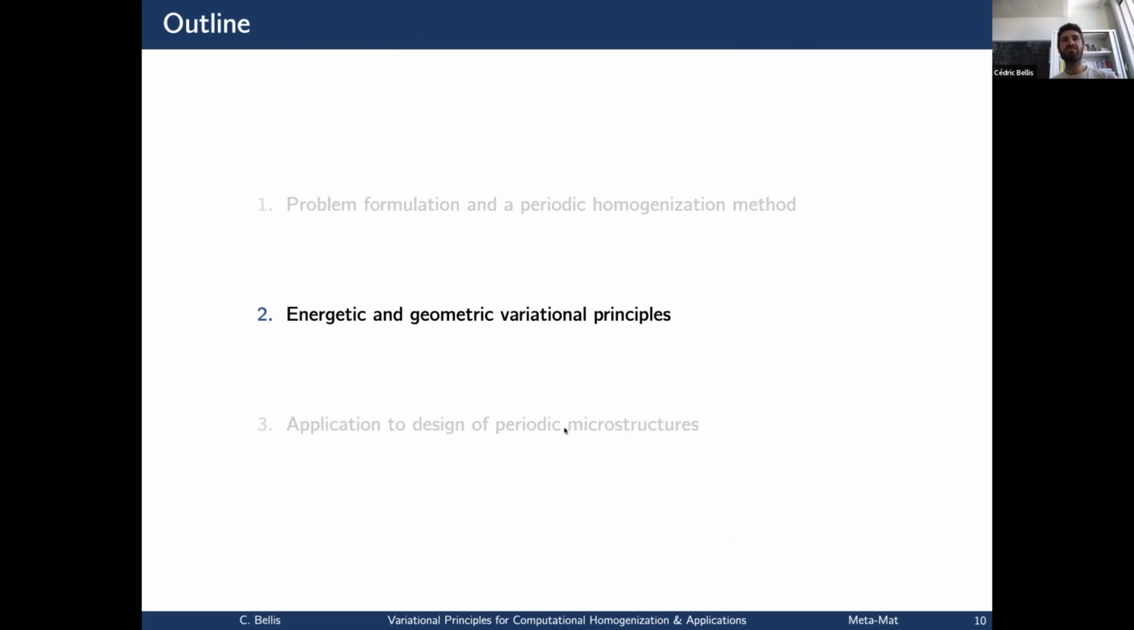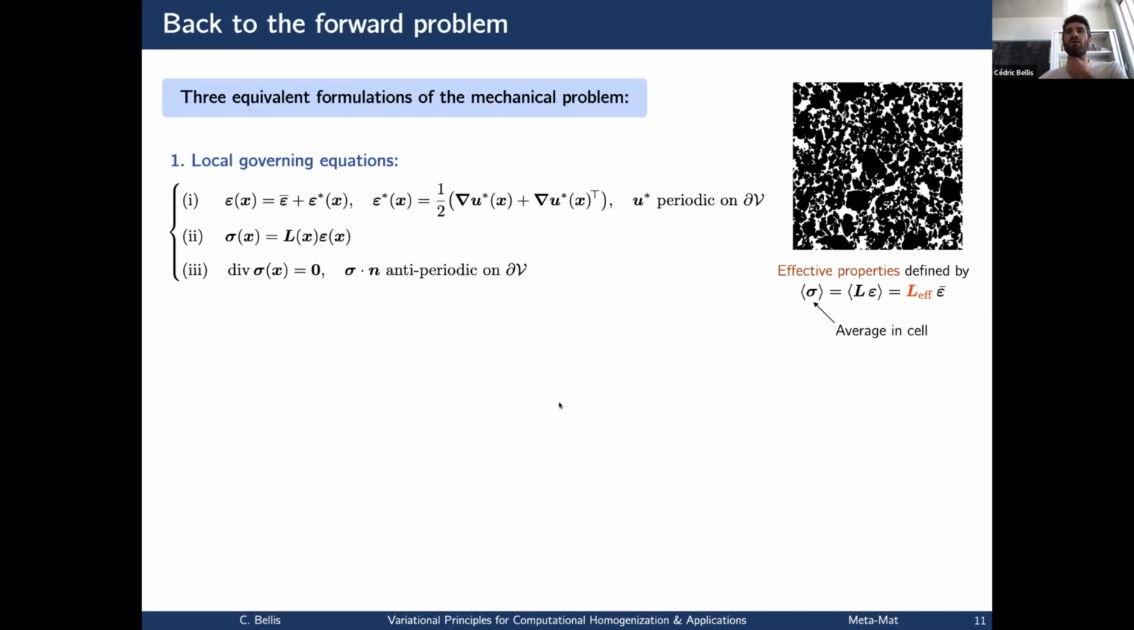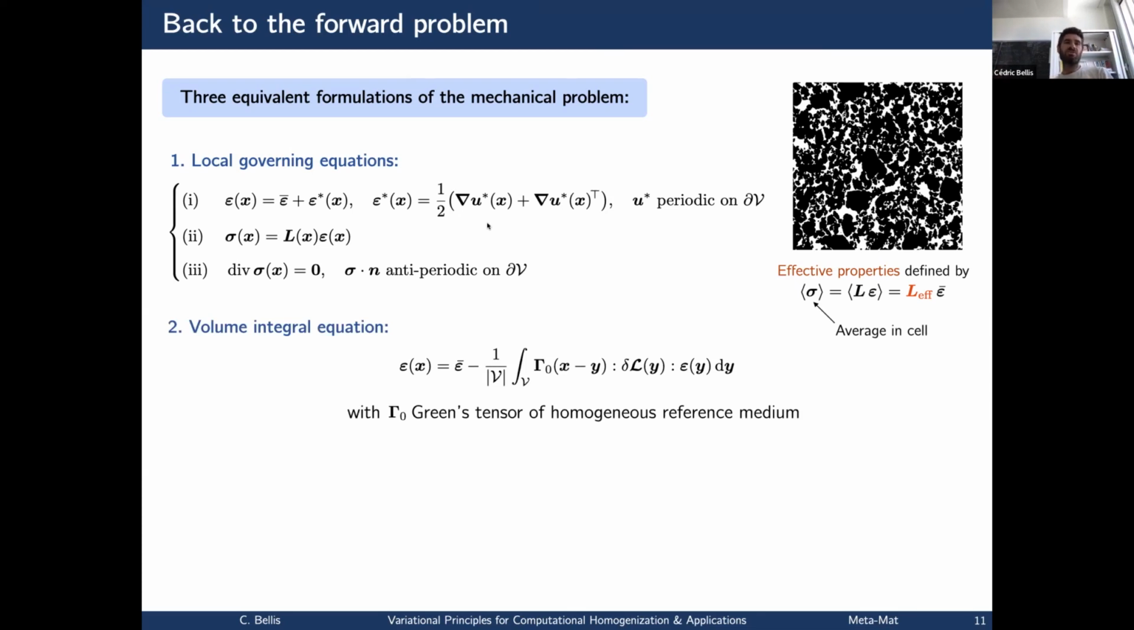In the next part, I would like to relate that to a variational principle and to show you how we can extend the well-known energetic principle. In fact, we have three equivalent formulations of the mechanical problem, or of the elliptic problem that we are considering. There is the local governing equation that we have just discussed, posed in a periodic cell describing the medium. There is the volume integral equation, which is the Lippmann-Schwinger equation we just discussed, a formulation that features the Green's tensor for the homogeneous reference.